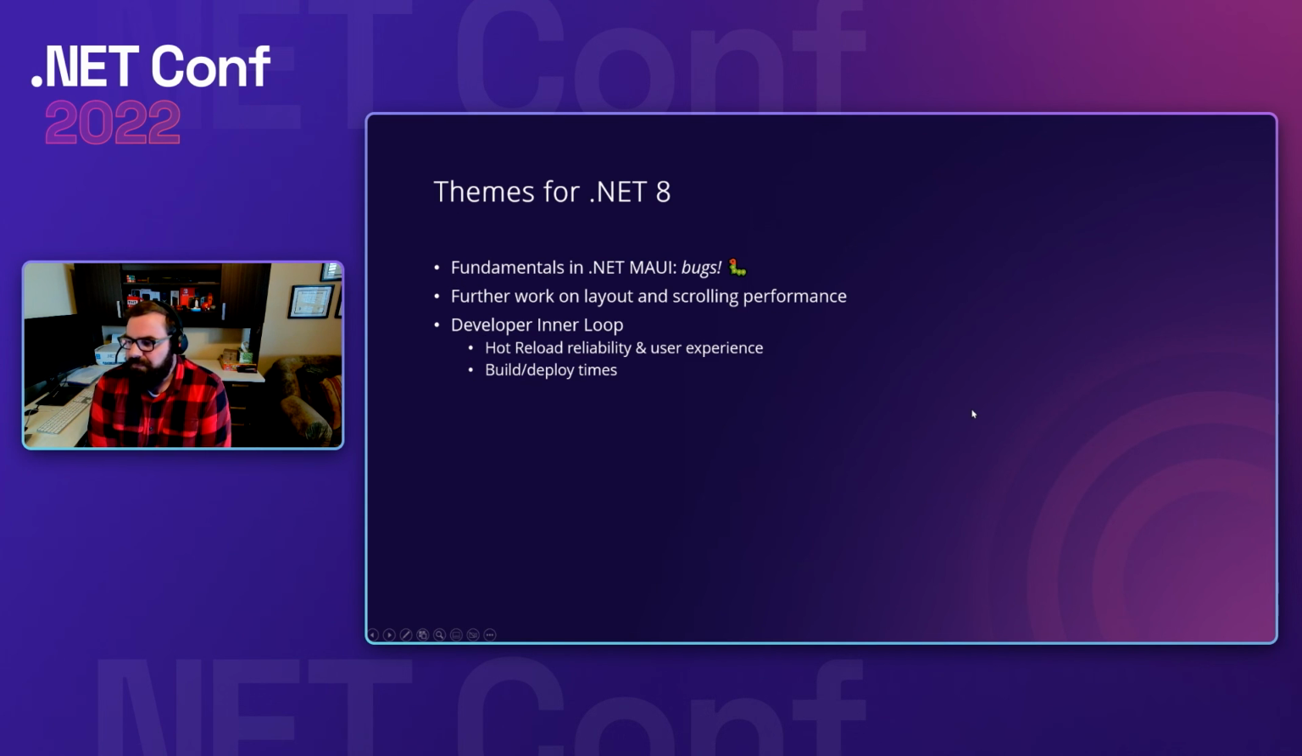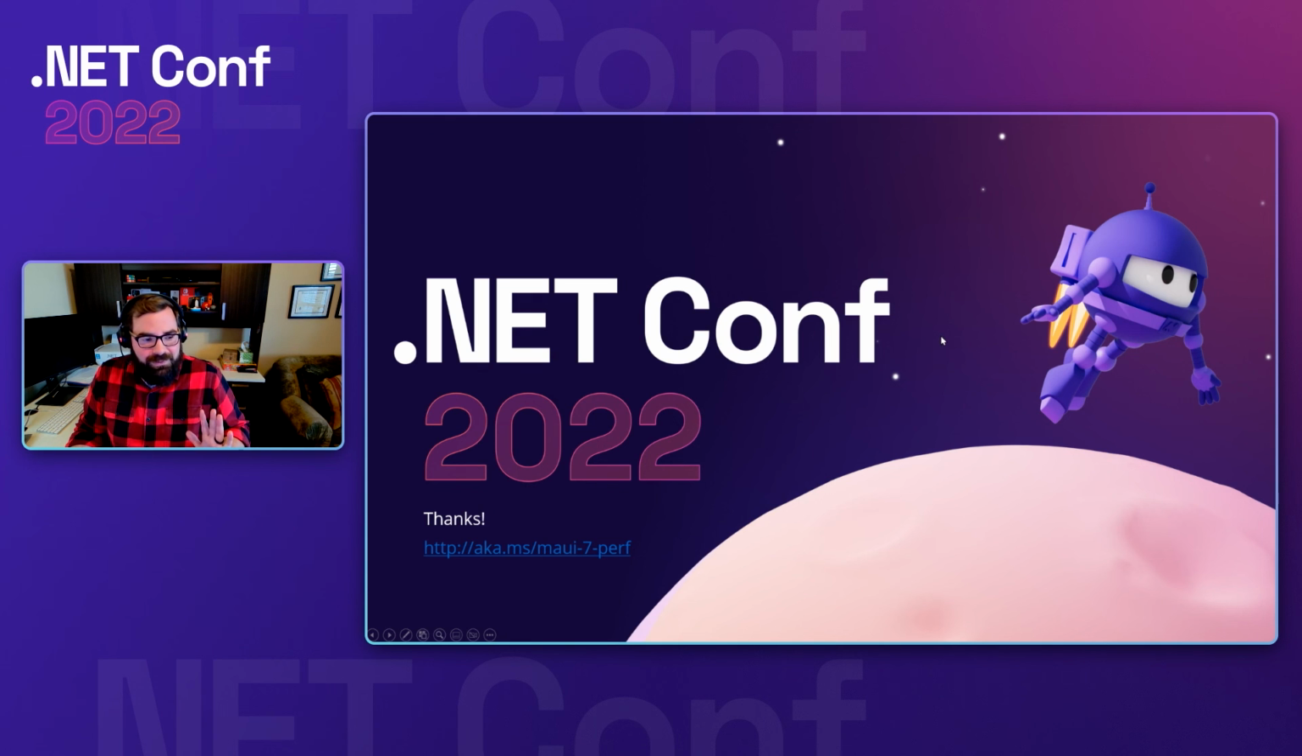So last thing, these are some of the themes for .NET 8. Obviously, we might change. We get feedback. We'll see what happens. But we want to work on fundamentals like bugs, like performance. We want to work on more layout and scrolling performance. We also want to work on the inner loop. So this talk, if I give it next year, maybe I'll be talking about build performance. Who knows? But I think that's all I have on performance. If you want to learn more, there's my blog post, aka.ms/maui-7-perf. But I think that's all I have.